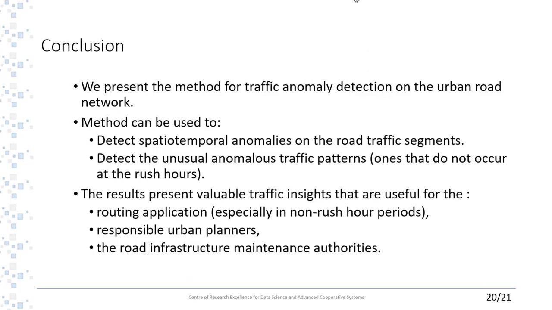So to conclude, we present a method for traffic anomaly detection in the urban road network, and we proposed a novel traffic representation method called the speed transition matrix. The method can be used to detect spatiotemporal anomalies on road traffic segments, or to detect some kind of unusual, suspicious anomalous traffic patterns. In our case, those were the ones that do not occur at the rush hours. The results present valuable traffic information that can be useful, firstly, for routing applications, responsible urban planners, or for road infrastructure maintenance authorities.